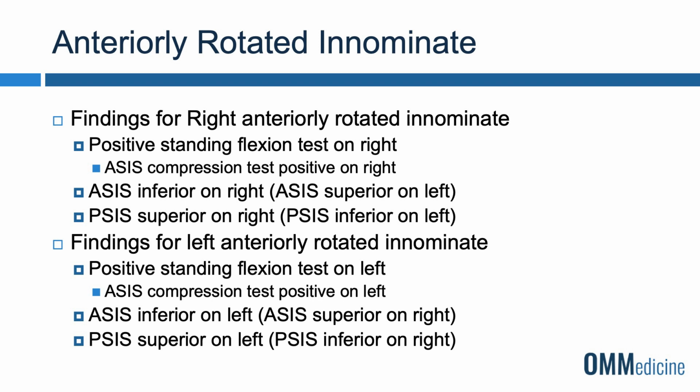Again, remember that the opposite side findings will be the exact opposite of that. So the ASIS will be superior on the left, and the PSIS will be inferior on the left. This is all relative to the side of the positive standing flexion test. The exact opposite is true for an anteriorly rotated innominate on the left side. Here we would have a positive standing flexion test on the left, the ASIS compression test would also be positive on the left, the ASIS would be inferior on the left, and the PSIS would be superior on the left. The exact opposite findings for the right-sided ASIS and PSIS would also be true.